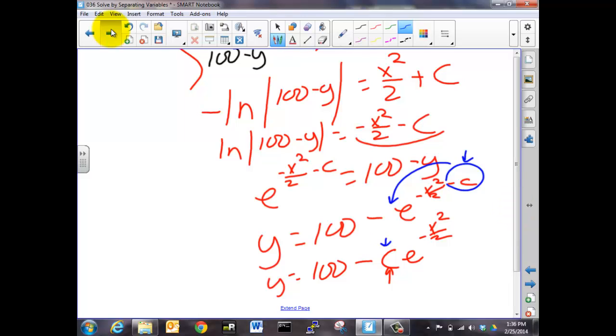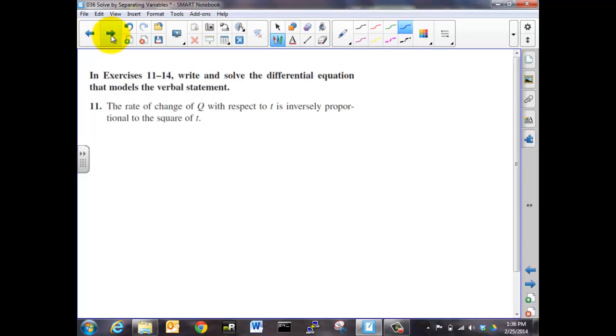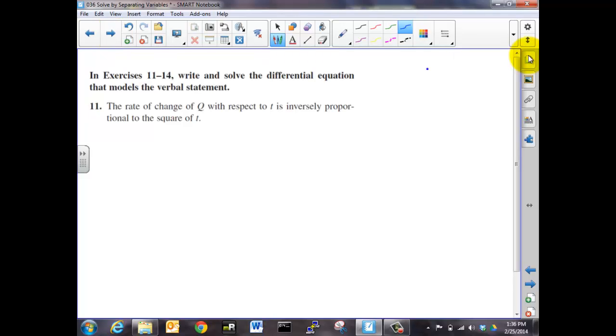Okay, we're going to come back and let you do some more, but I want to move forward and try to find something else to play with here. We'll save that. Move all the way to this slide, slide 11, okay? Because this scares people. It has words in it. It doesn't have anything that looks like what we've been dealing with.